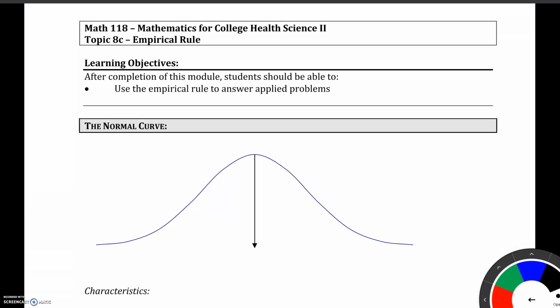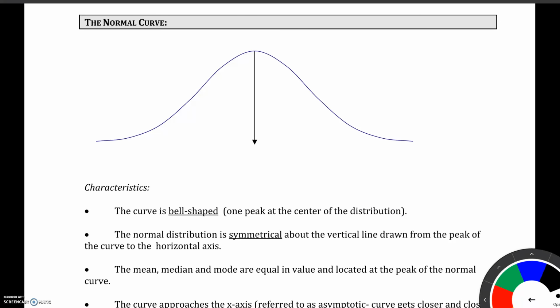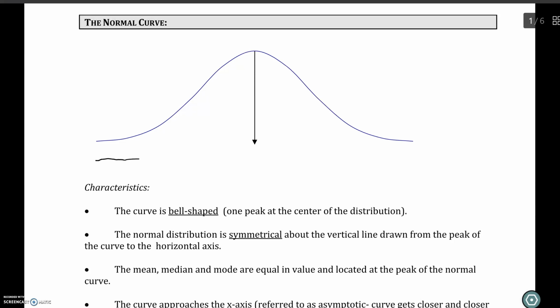Today's lesson is on the empirical rule. It's going to take what we learned about the standard normal distribution and start looking at how we can generalize it to normal distributions. A normal distribution is similar to the standard normal distribution in that it still describes a bell-shaped curve. The peak is still at the middle and it's still the mean, but the mean could be any value, not necessarily 0.